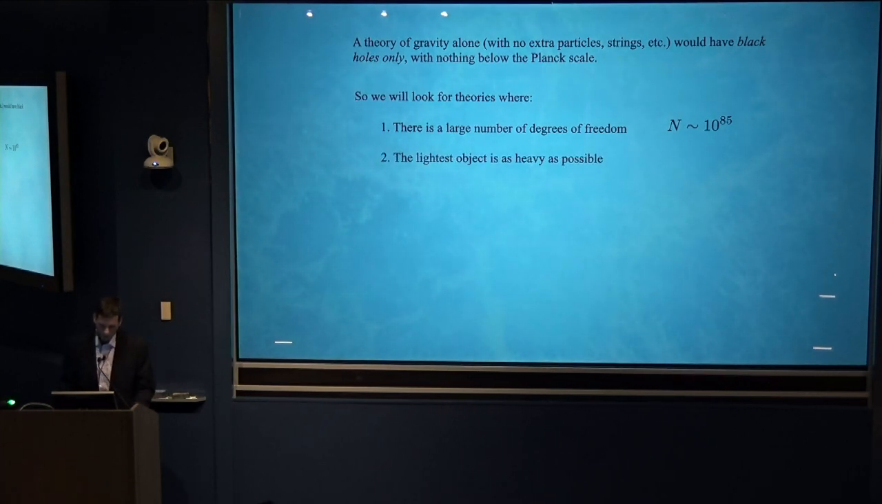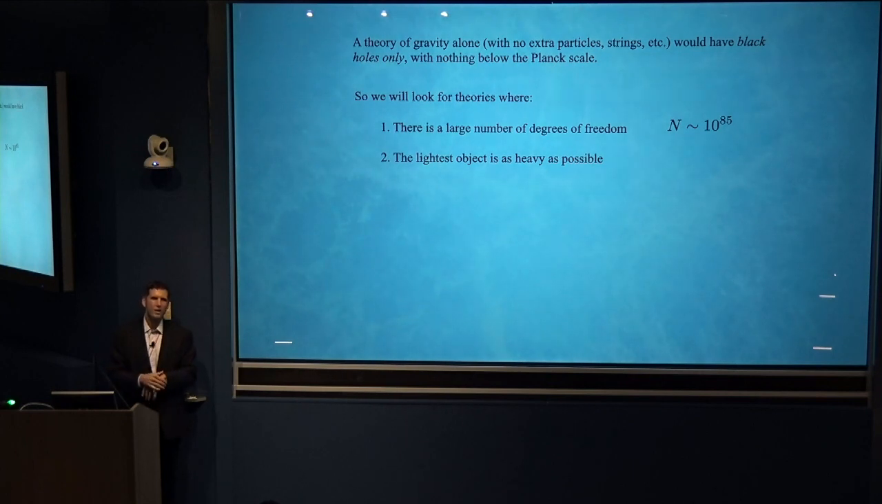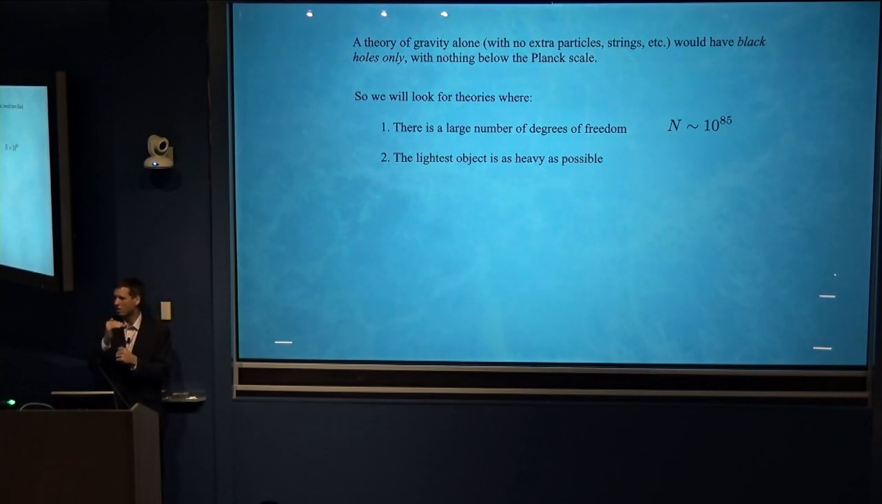And the second one is that we want the lightest object to be as heavy as possible. This is what I mean by simple. Okay, if you have a theory of gravity with lots of extra stuff in it, lots of branes and extra particles and strings, then there would be lots of light stuff of low mass. A simple theory is one where you just have black holes, and so the lightest black holes are rather heavy objects, and we're going to use that as a way of looking for the simplest theory.